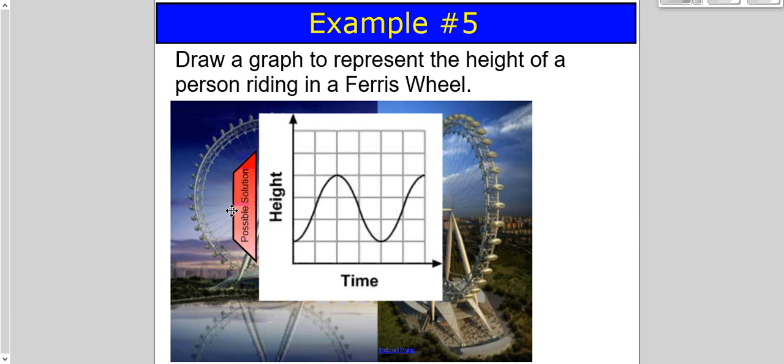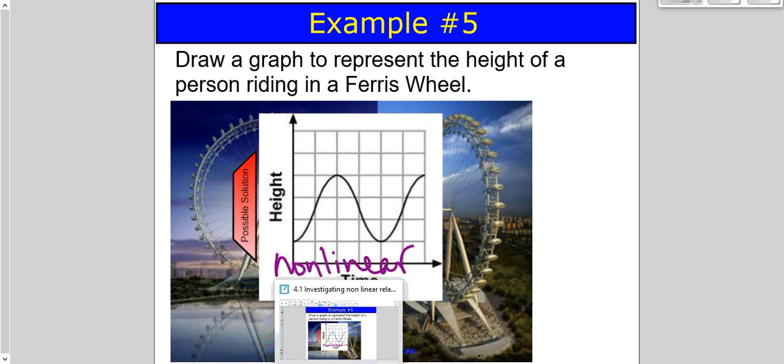All right, so a possible solution could look like this. So you get on, you go up to the top, then you go to the bottom, then you're up to the top, then you're at the bottom, and so on. And of course, we can see that this is non-linear.